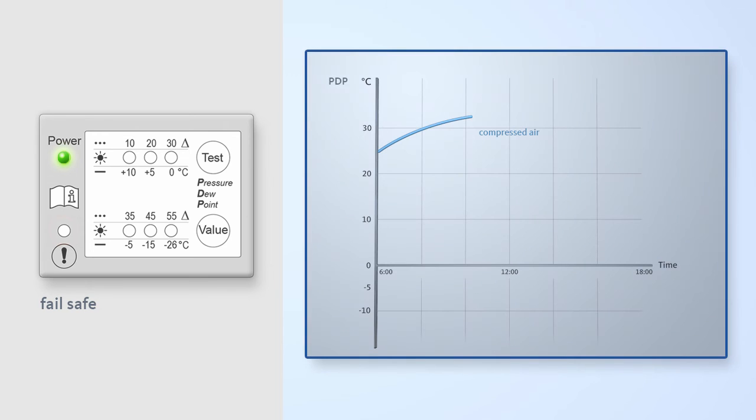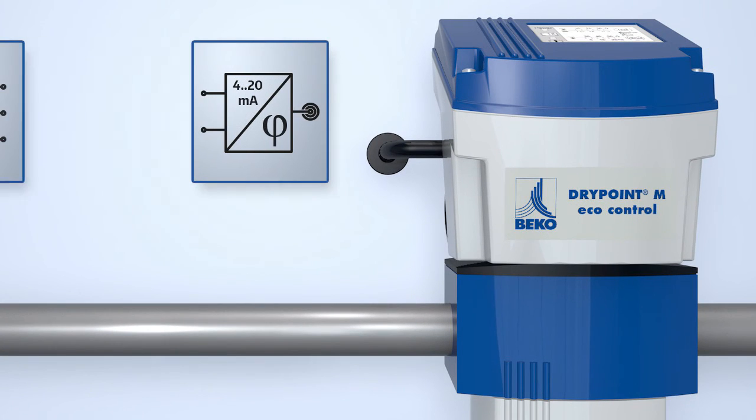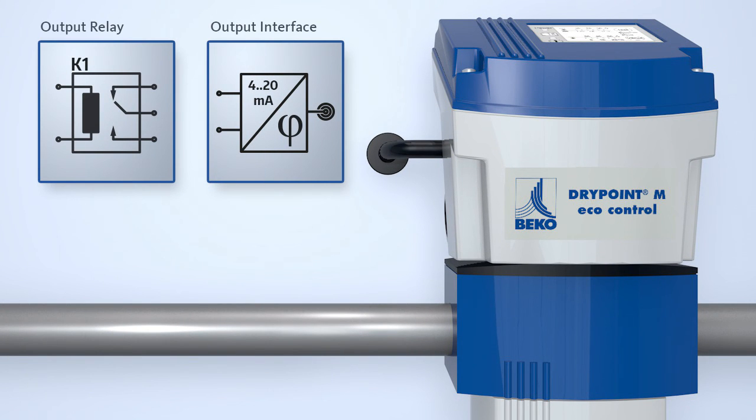The flashing red LED on the operating panel signals a failure. In such cases, the drying system automatically switches to fail-safe operation. From then on, the DRYPOINT M Eco-Control will function as a conventional membrane dryer at full performance, using a continuous supply of purge air. Using a potential-free contact and 4 to 20 milliampere output, additional information can be transmitted to an external point and evaluated.